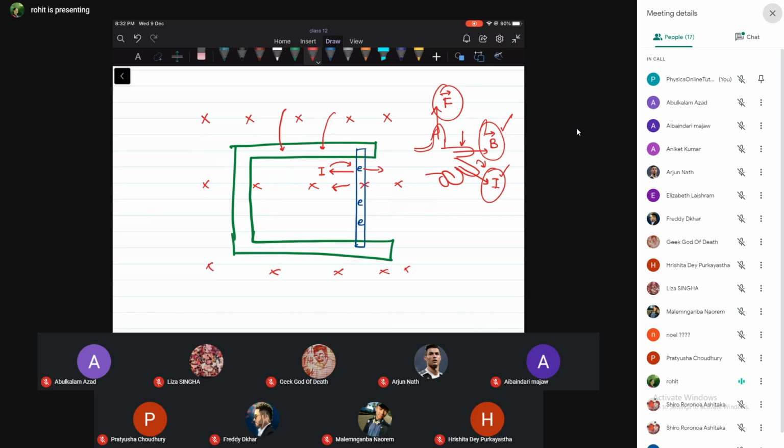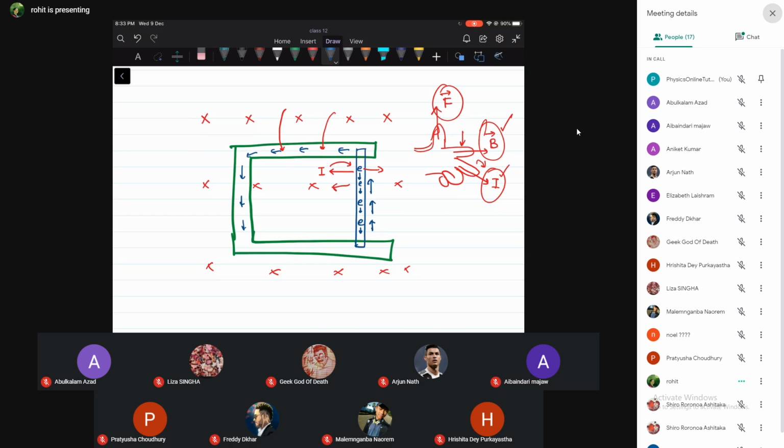If your thumb is pointing down, the thumb represents the direction of force. That means all these electrons that I have here will be forced to move down. And if these electrons are forced to move down, that means we are getting current. In this coil we are going to get a current in this direction, that is your anti-clockwise direction.